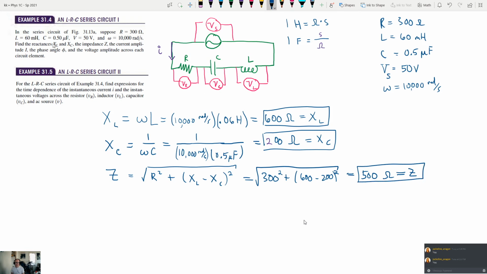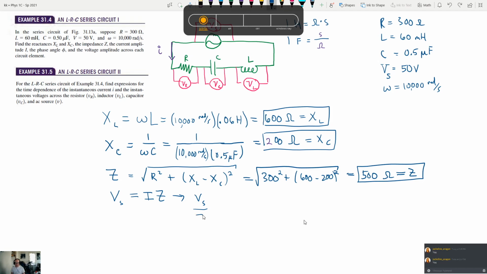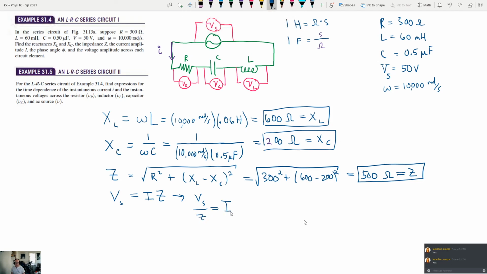What's next? The current amplitude I. Well, to find current, we have the equation that says that the voltage of our source is equal to the current maximum multiplied by the impedance Z. So if we take Vs and divide by Z, this is going to give us the current. So the voltage in this case was 50 volts, and we're dividing that by Z, which was 500 ohms. So we are going to get a current of 0.1 amps. That's our current I. This is the maximum current, in case there's any confusion about that.